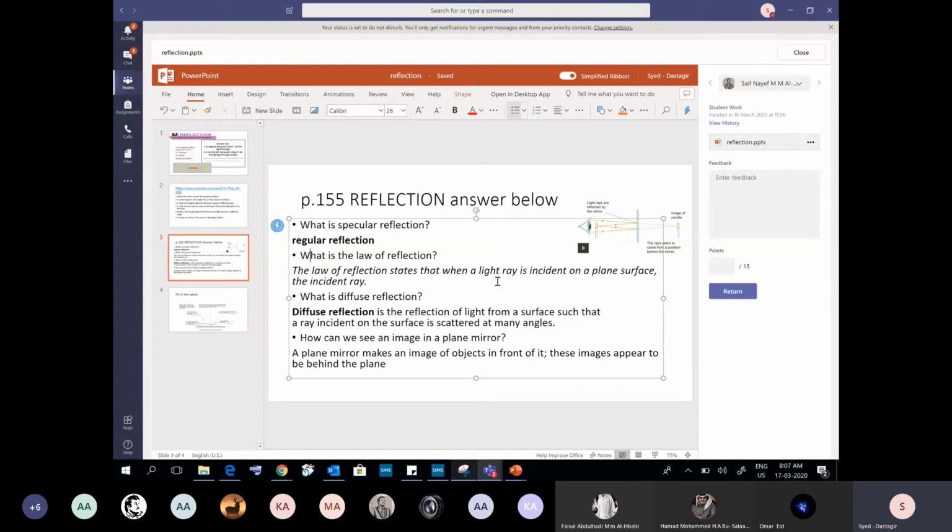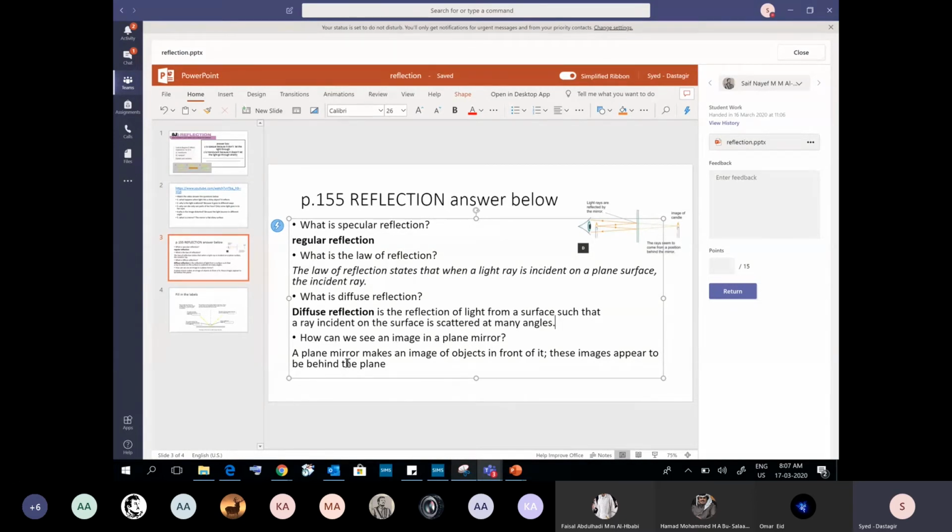The law of reflection states that when a light ray is incident on a plane surface, the incident ray. That doesn't really make sense, so we're going to have to come back to that. What is diffuse reflection? Diffuse reflection is a reflection of light from a surface such that a ray incident on the surface is scattered in many angles. Yep, so there's many angles for diffuse. We'll come back to this just to make sure you understand properly.